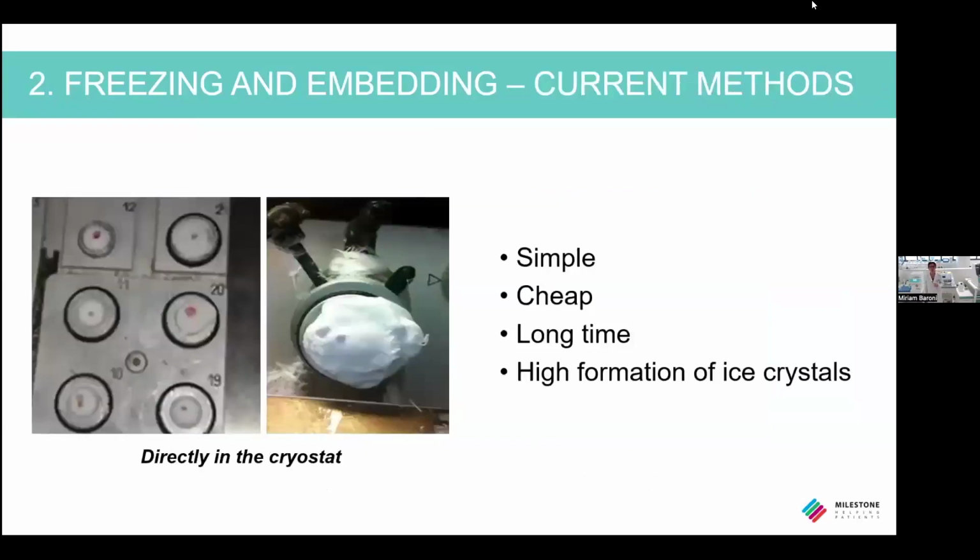Now, let's see which are the conventional ways of freezing a sample. The most common is the direct freezing in the cryostat. Then we also have freezing in liquid nitrogen, dry ice, or cold isopentane. The first method, freezing in the cryostat, is the simplest and cheapest. But because the temperature in the cryostat cannot be too low, otherwise it's not possible to cut the sample, the freezing time in the cryostat is usually very long, and the formation of ice crystals is sure.